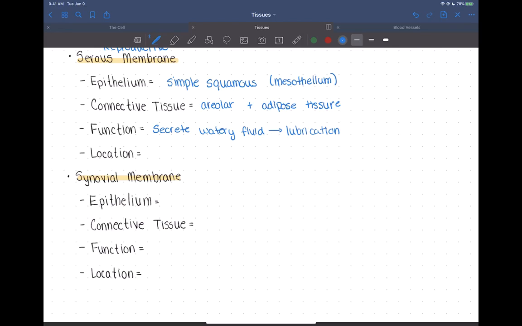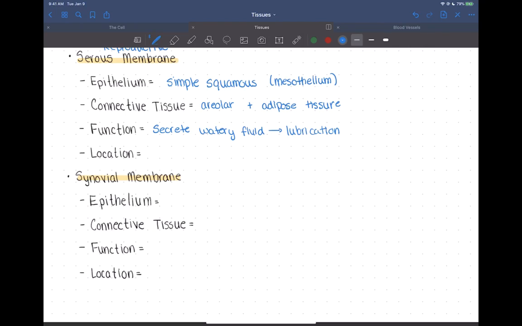So, for example, all of the organs in your abdominal cavity are lined by these serous membranes. So that way when they're churning and digesting food, you maybe just ate, they're not rubbing against each other. They have these membranes, they're secreting fluid that'll reduce that friction from them moving around and rubbing together.